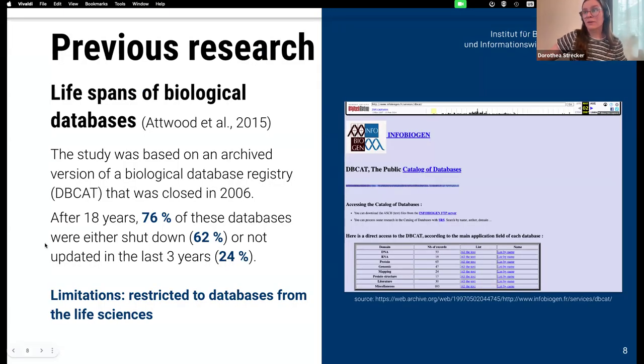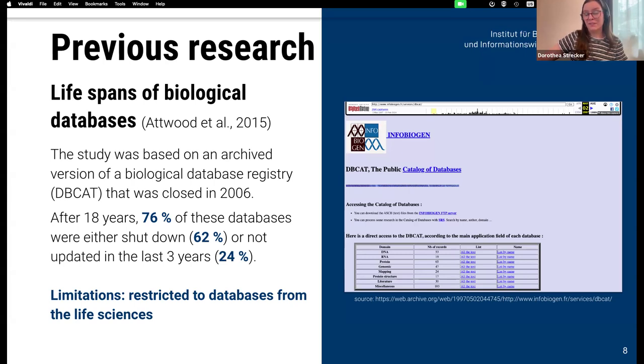The first study I want to briefly discuss is a study by Atwood et al. that was published in 2015. And this was a study on the lifespan of biological databases. This study was based on an archived version of a biological database registry, which was called DBCAT. And this was closed in 2006, but the authors were able to access it via the Wayback Machine. And they checked which databases on this list were still operational after 18 years. They found that 76% of the databases on this list were either shut down or not updated in the last 3 years.